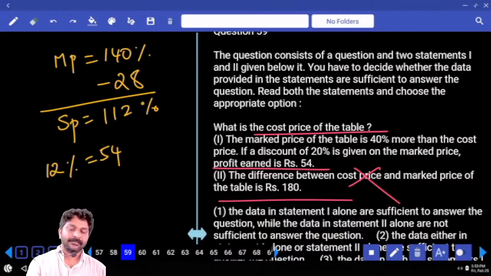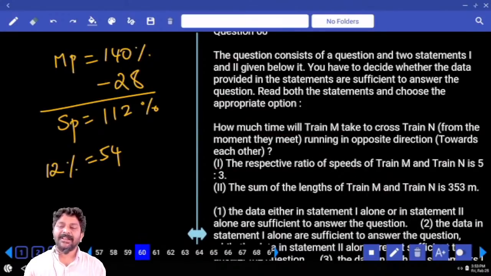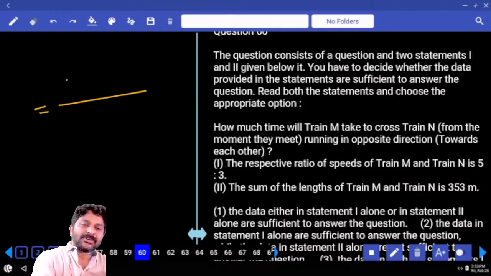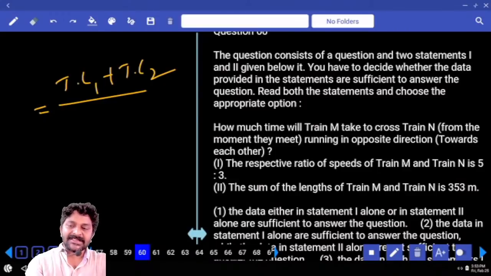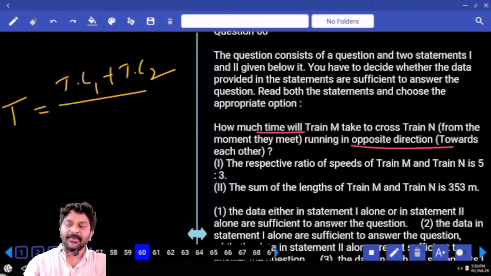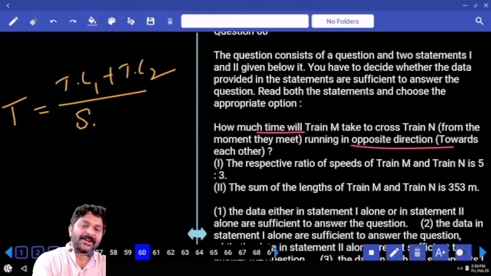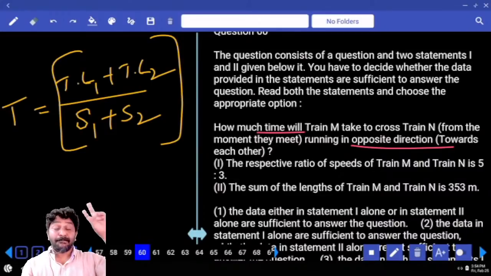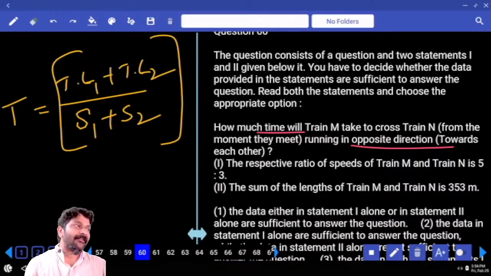Next. How much time will train M take to cross train N, running in opposite direction? If a train crosses another train, the distance covered is train length 1 plus train length 2. This is the distance covered. But we were asked to calculate time. Time means distance by speed. In what direction are they moving? Opposite direction, so relative speed is S1 plus S2. So to answer this question, what do we need? Lengths of both trains and speeds of both trains.